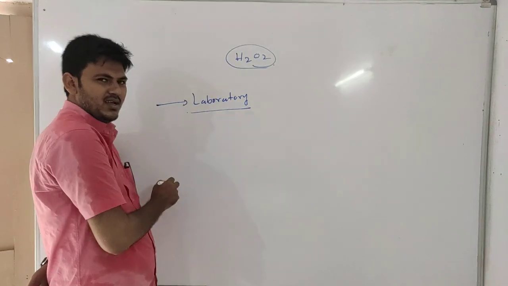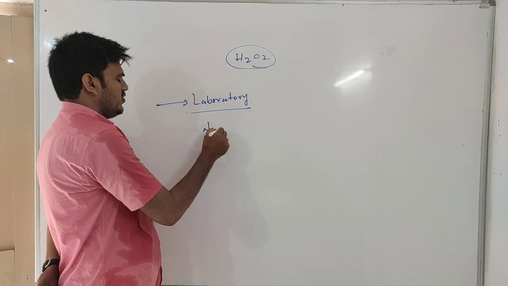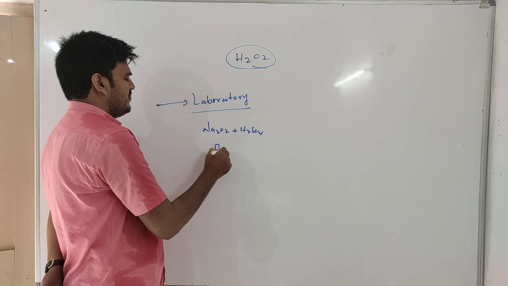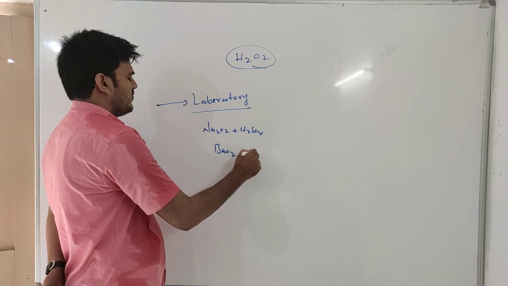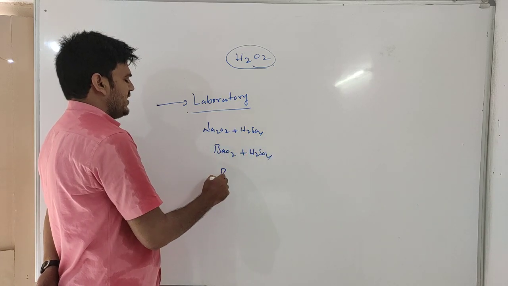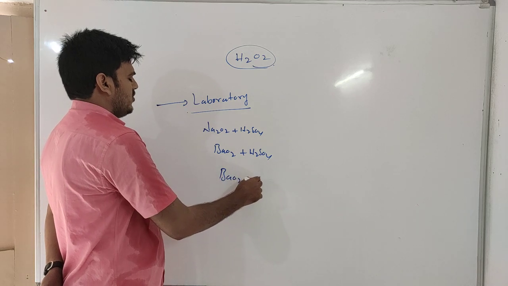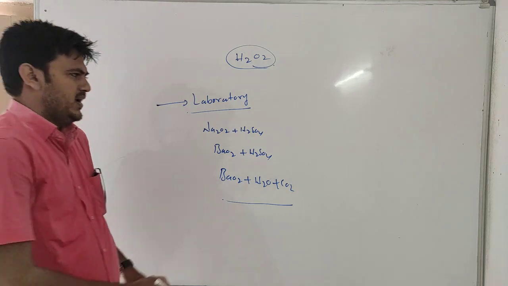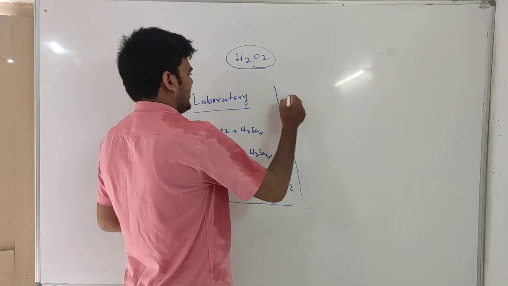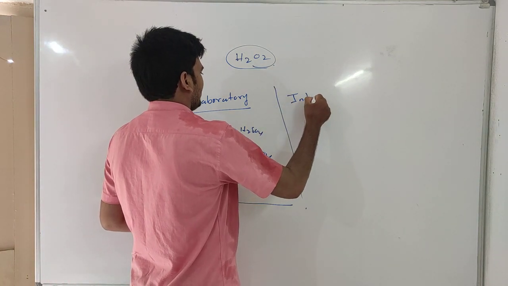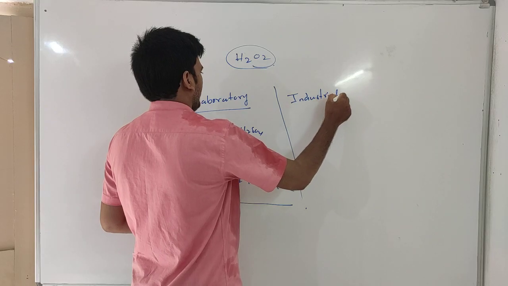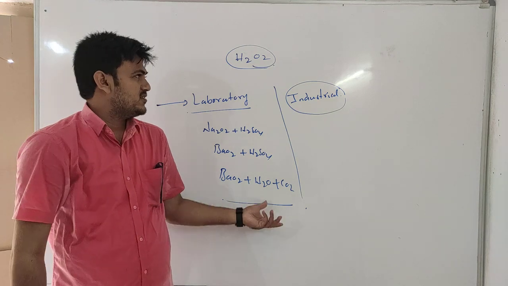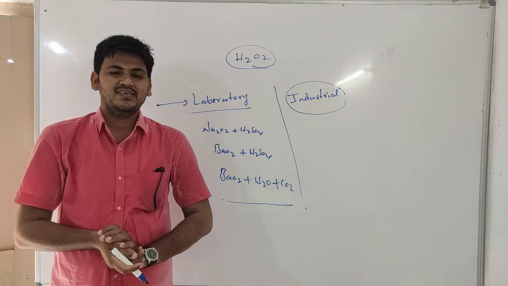Laboratory methods like sodium peroxide Na2O2 plus H2SO4, barium peroxide BaO2 plus H2SO4, and Metz process BaO2 plus H2O plus CO2. So these are laboratory methods. And the next one is industrial methods, that is the electrolytic method and auto oxidation. So these methods were completed in the previous class.